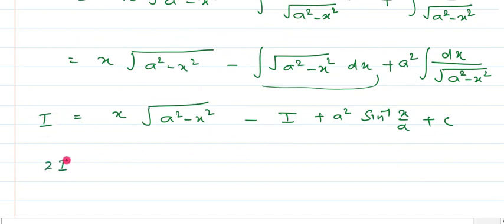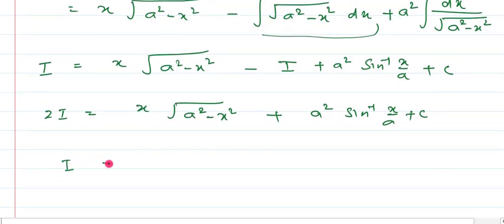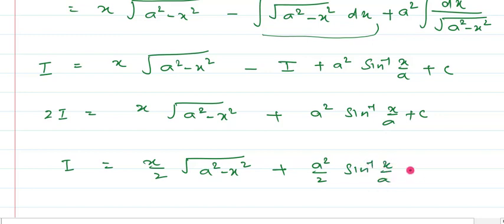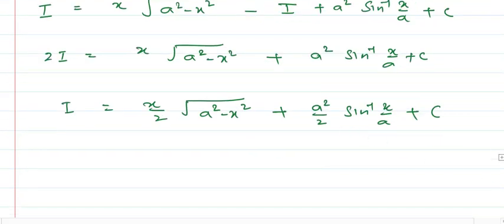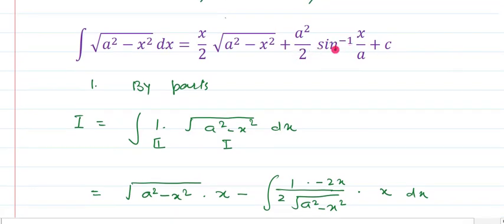So further we are having 2I is equal to x into square root of a square minus x square plus a square sine inverse x upon a plus c. So now taking I is equal to x upon 2 square root of a square minus x square plus a square upon 2 sine inverse x upon a plus c upon 2, which is again a constant. We can write this as c. So this is the result that we are getting, and we have written it over here. So easily you can prove it by using by parts.